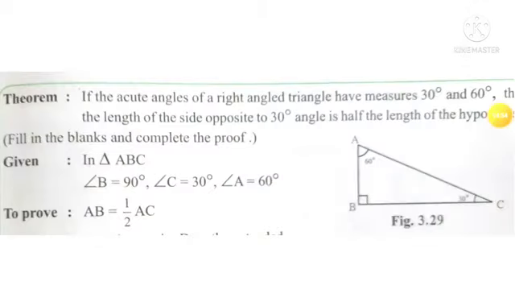See the property. The theorem: if the acute angles of a right angle triangle are 30 degree and 60 degree, then the length of the side opposite to 30 degree is half the length of the hypotenuse. You remember.